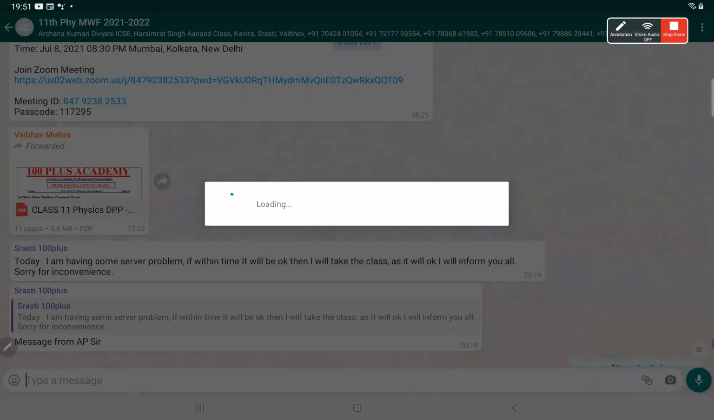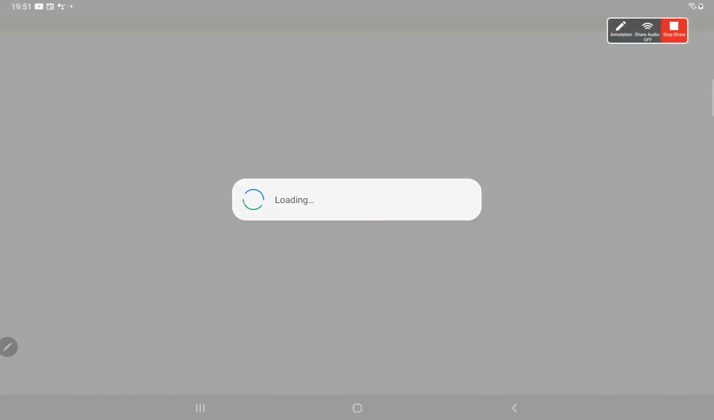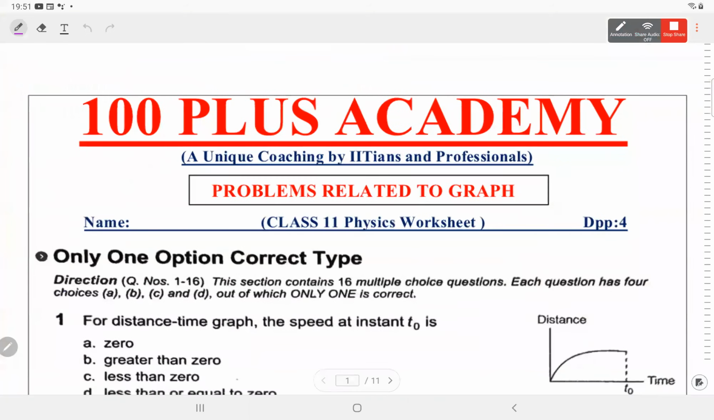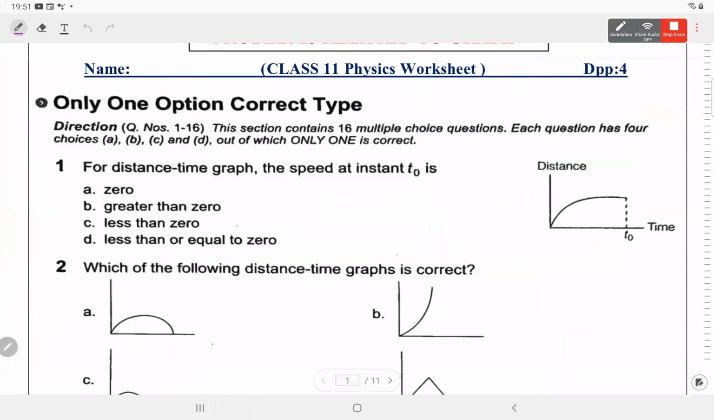Problems related to graph. This one. Okay, so we have discussed all the concepts of the graph. Now we'll be solving this worksheet today to understand the application. First one.